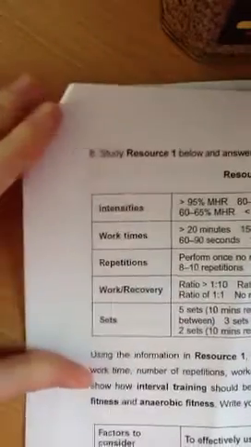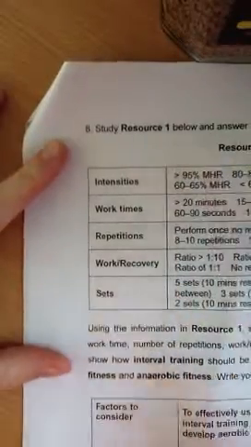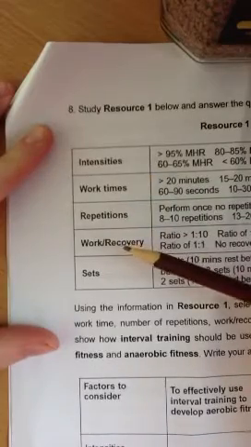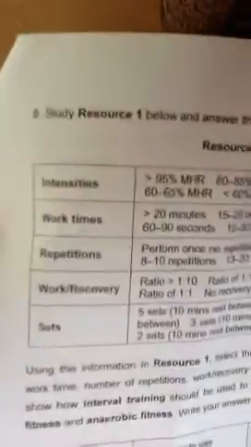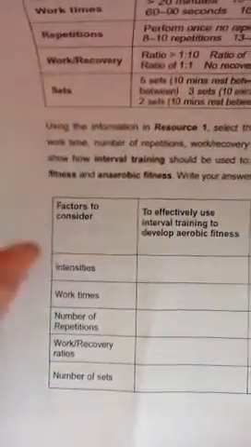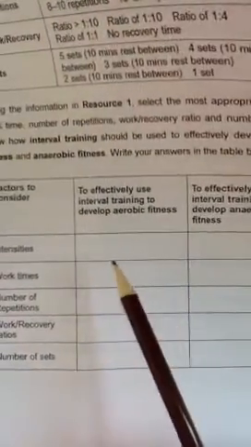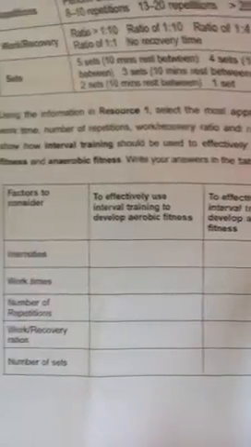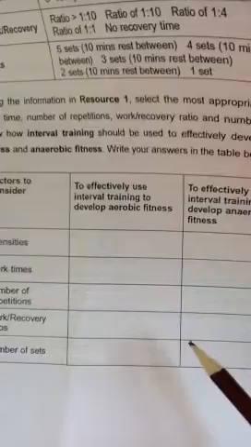Okay, so this question asks you about the methods of training. It's asking you to study this resource, and it has given you intensities, work times, repetitions, work recovery and set times. Now, it's asking you to discuss interval training and decide how you would apply it to develop aerobic fitness and to develop anaerobic fitness. So quite a hard question, 10 marks, so you can think 1, 2, 3, 4, 5 marks each.